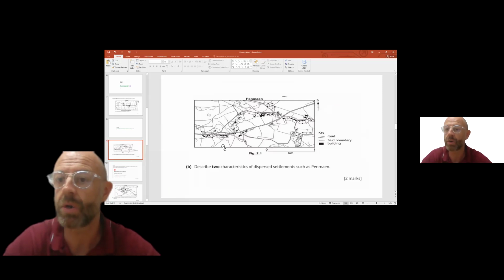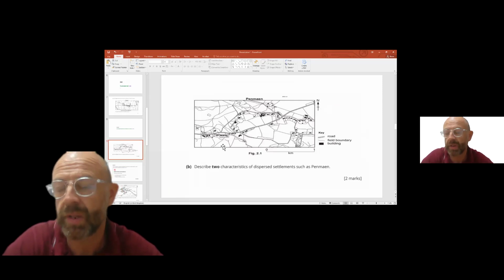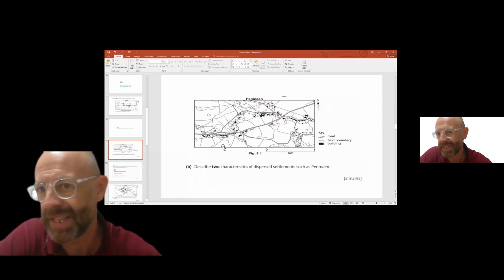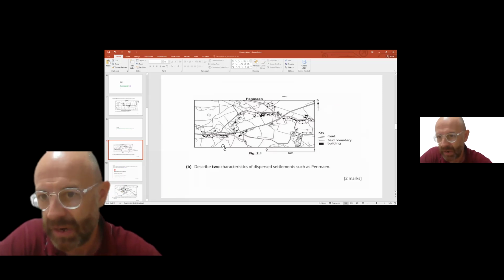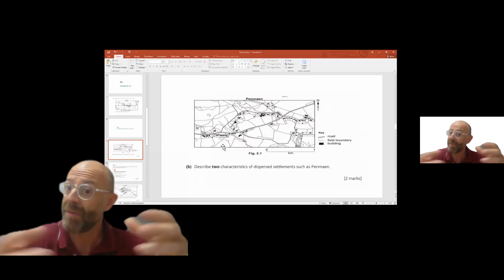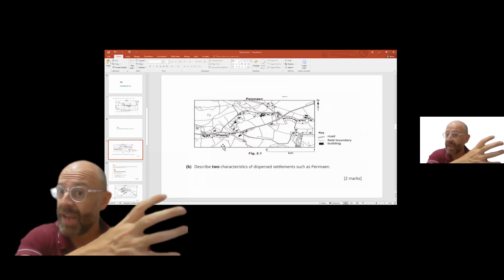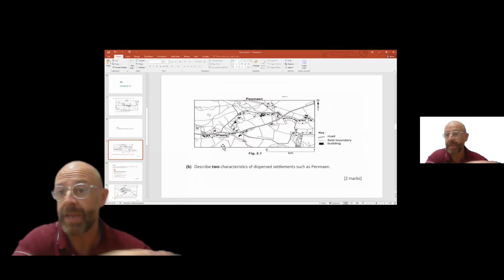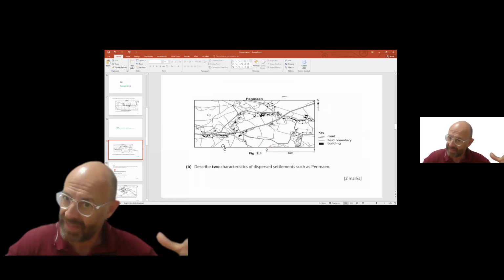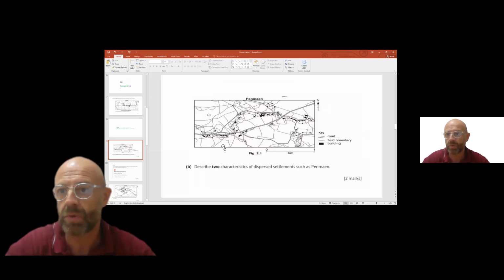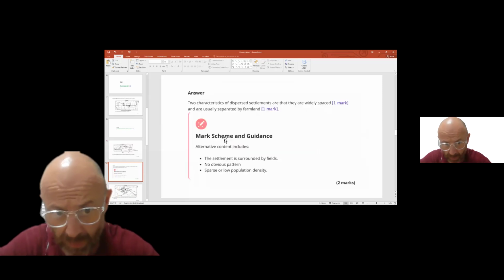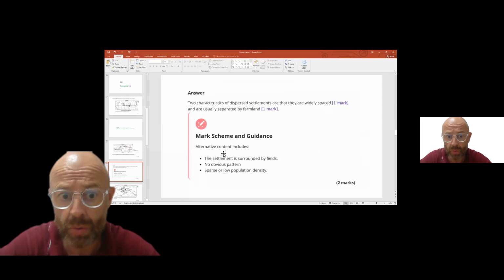Dispersed settlements are usually almost exclusively related to agriculture. You won't find dispersed settlement in a town. It's where there's agriculture taking place. That's because in between houses you have the fields, whether that's arable farming or pastoral farming. The houses are there and they have their fields around them. That's why they're dispersed. So they're your 2 marks there.